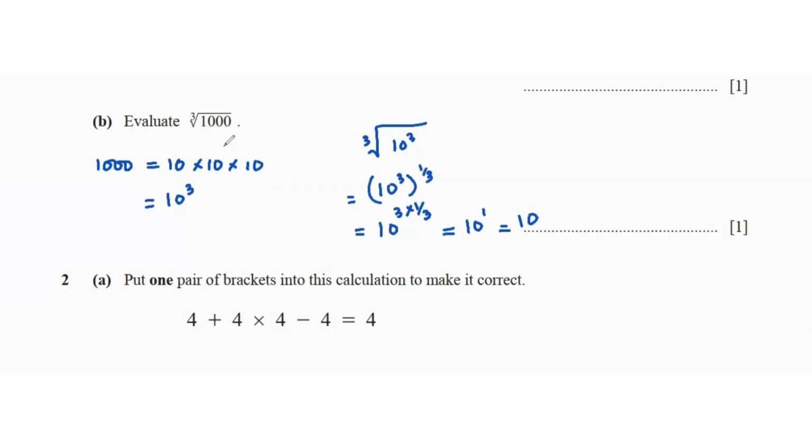Over here, we're applying the rules of indices. First, when we have the same bases being multiplied, we add the powers. So it becomes 10 cubed. And second, when we have a power inside the bracket and outside the bracket, you multiply the powers. Hence, we did 3 times 1 over 3, which gives us 1.